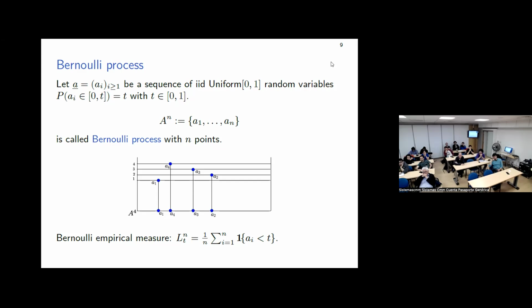This Bernoulli process is associated to the empirical measure, which I will compute only for t in 0, 1. So L_n(t): I give a weight 1 over n to each point, and then I sum the number of points that are below t. For instance, if t is here, I will have 2 over 4 for L_n(t). For this t, and then t here it will be just 1, and here it will be 1/4.